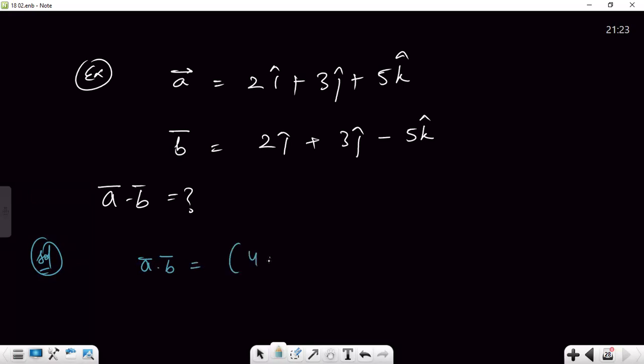2 into 2, 4 i cap. 3 into 3, 9 j cap. Plus 5 into minus 5, that makes it minus 25 k cap. That is the answer. I'll explain it later.